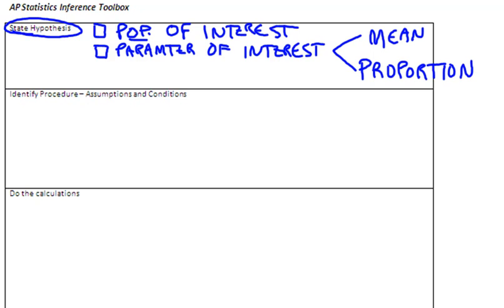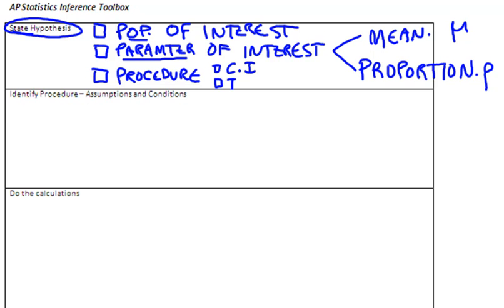So you're going to state clearly what the parameter of interest is, and that is either going to be a mu if it's a mean, or it's going to be a p if it's a proportion. Okay? Finally, you're going to state what kind of test or what kind of procedure you are going to do. Okay? And the procedure will be either a confidence interval, or it'll be some kind of hypothesis test. And if it's a mean, you should state whether it's going to be Z procedures or T procedures. And of course, if it's a proportion, it's going to be Z procedures because you don't have to worry about sigma.